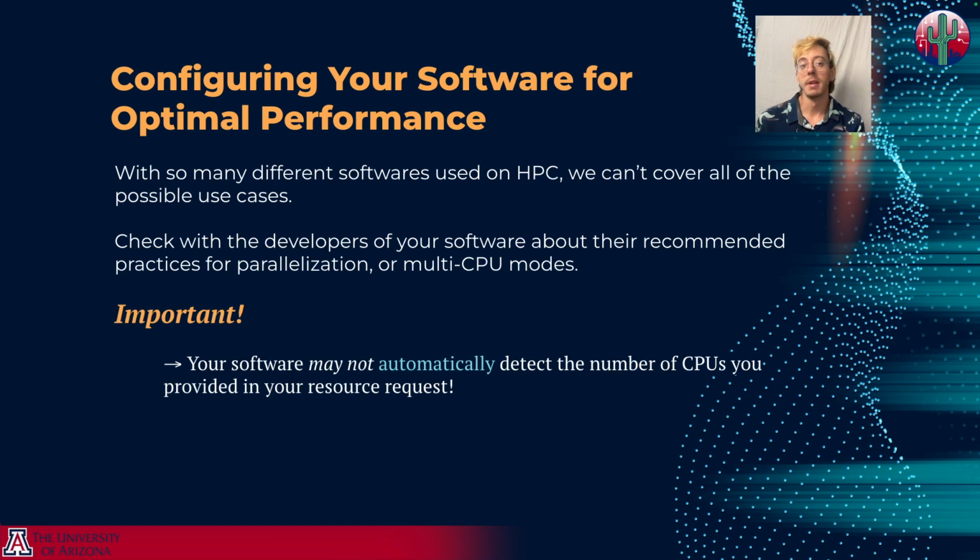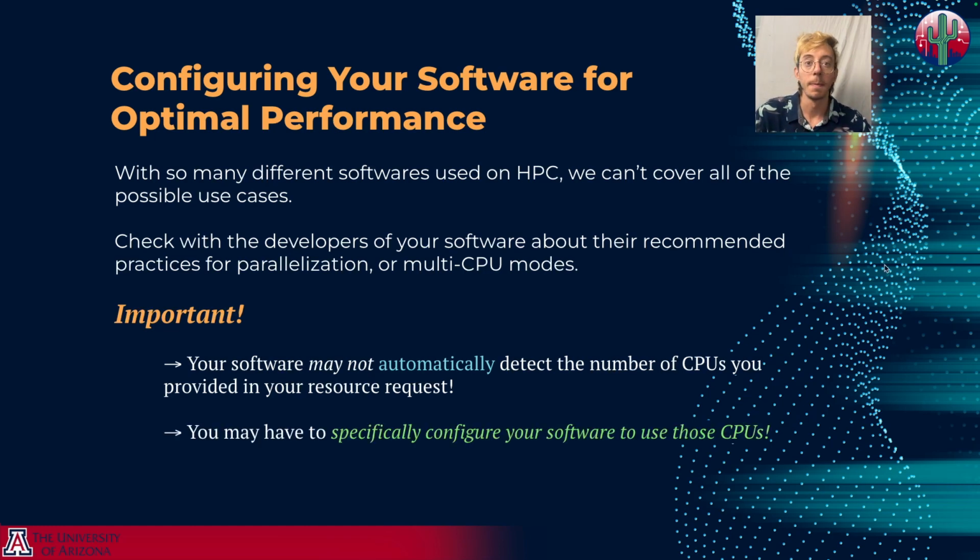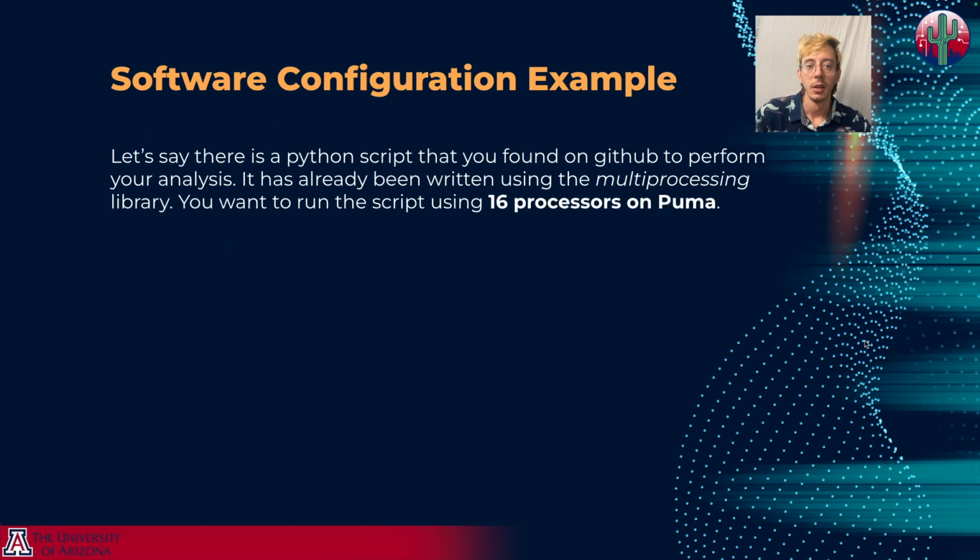But if I'm writing, say, a Python program on an HPC, then it's possible that that Python program just doesn't know how to use those other CPUs, because Python by default is single stream, or in other words, it only knows how to use a single CPU unless that has been specifically coded into the analysis that you're looking at. So again, you may have to specifically configure your software in order to use those CPUs. So, an example. Let's say there's a Python script that you found on GitHub to perform your analysis.